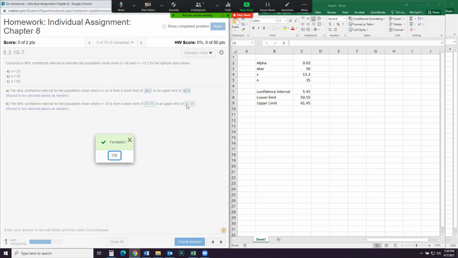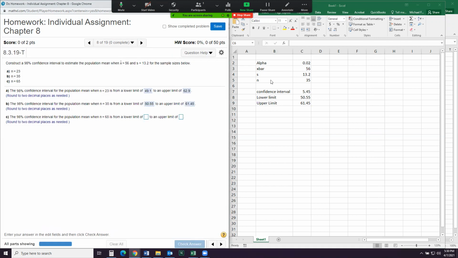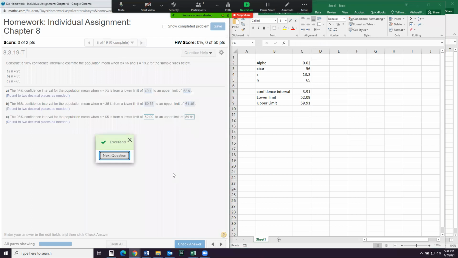We'll notice that as our N increases, as our sample size increases, our confidence interval gets more and more narrow. We're the same level of confidence, but we're narrowing the range that we're confident the population mean will fall in. 52.09 and 59.91. So I hope that was helpful, and good luck on the rest of the homework assignment.